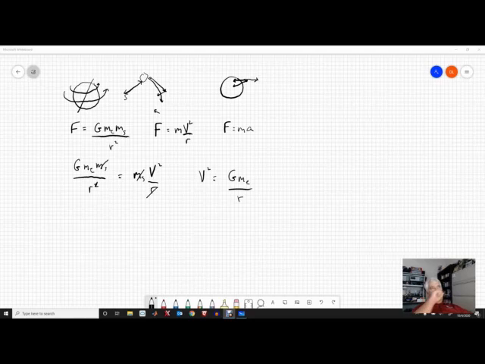So this makes sense from a solar system point of view, because we know that planets at larger and larger radiuses away from the sun take an enormous time to circle the sun. And planets close in zip around that sun very fast.